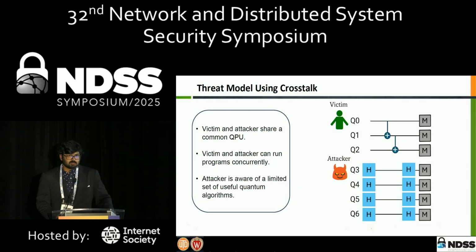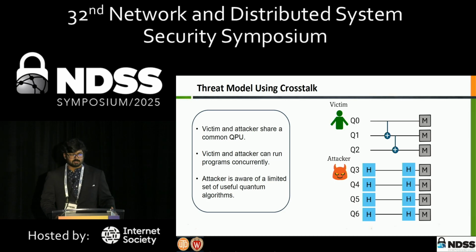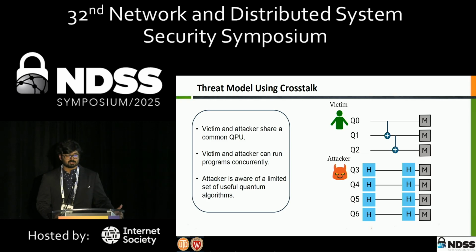So in our threat model, we considered that the victim and the attacker share a common quantum processing unit, and they can run their algorithms on the same QPU concurrently, along with the fact that the attacker is aware that there's a limited set of useful quantum algorithms today. So in this diagram, we show that there's a 7-qubit quantum processing unit, and the victim is utilizing 3 qubits, and the attacker is utilizing 4.